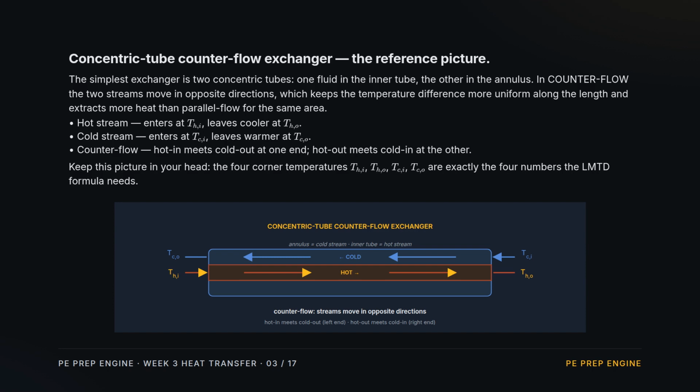One fluid in the inner tube, the other in the annulus, moving in opposite directions, which keeps the temperature difference more uniform and extracts more heat than parallel flow for the same area. Hot enters at THI and leaves cooler at THO. Cold enters at TCI and leaves warmer at TCO. Hot in meets cold out at one end, hot out meets cold in at the other. Those four corner temperatures are exactly what the LMTD formula needs.